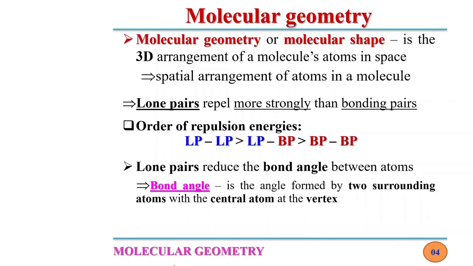So what is bond angle? Bond angle is the angle formed by two surrounding atoms with the central atom at the vertex. What is ideal bond angle? We can also define ideal bond angles as angles that demonstrate the maximum angle where it would minimize repulsion, thus verifying the VSEPR theory. So that maximum angle is simply known as the ideal bond angle.